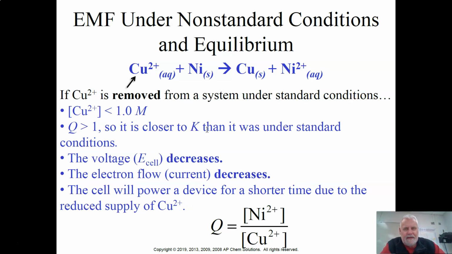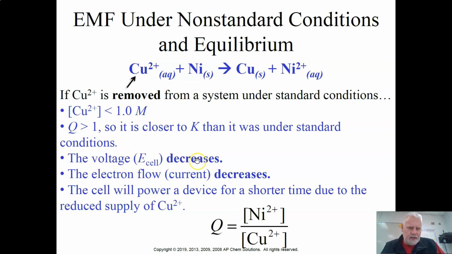So that's the mechanics of what's going on here. Now, this has Le Chatelier written all over it. Okay? So if you're going to remove copper, what's going to happen is that will slow down that forward reaction. It'll get less than 1.0 molar. So Q will then be greater than 1 because you have taken away some of the stuff that will be on the bottom of the equilibrium expression.